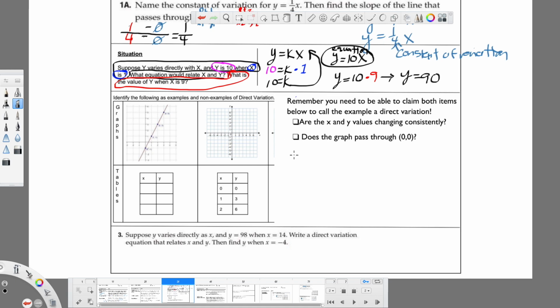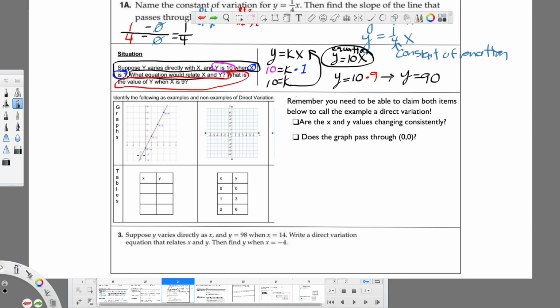So remember, 2 things. Are x and y values changing consistently? Do we see a line that's going straight, or do we see points? We actually get both. We get to see the line here, and we're going to put the points in the table. Or we have a coordinate grid here that's blank, and we have the points so we can graph it. We want to make sure they're changing consistently, and that just means a straight line. We don't want to see anything like a curve. That's not a direct variation. We want to see a nice straight line like this.